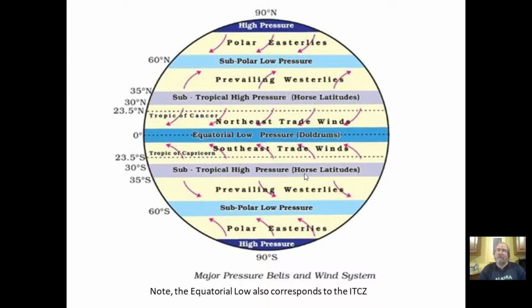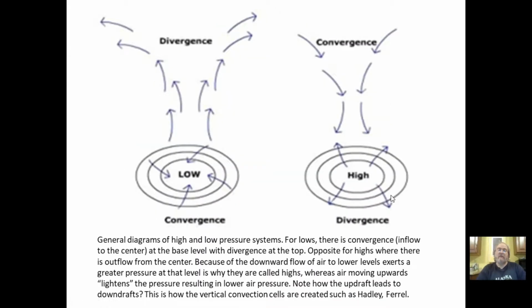So I wanted to indicate this, showing prevailing westerlies, the trade winds, and the subtropical high pressure, something referred to as the horse latitudes. Not really sure where that came from. I don't recall at the moment, but there it is. So this is a general idea of high and low pressure systems.